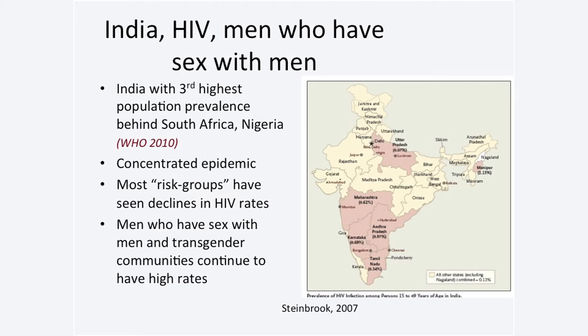It's a big country, and difficult to estimate what the epidemic looks like, but we basically know that it's not a generalized epidemic. It is in the general population, but it's not being transmitted frequently there. It's more in these concentrated risk groups: those are the people who inject drugs, female sex workers, men who have sex with men, groups like that.